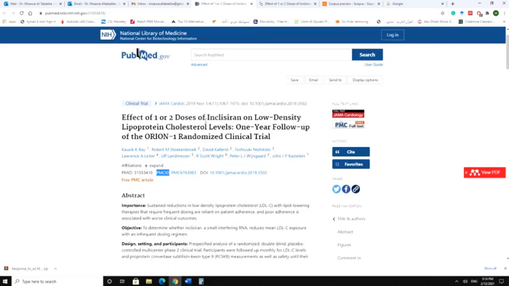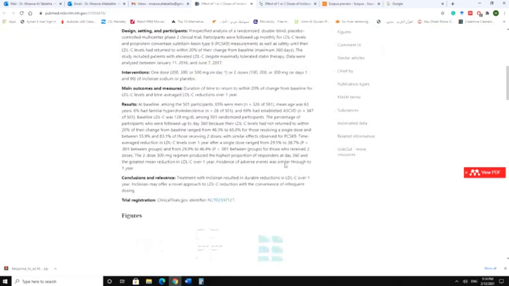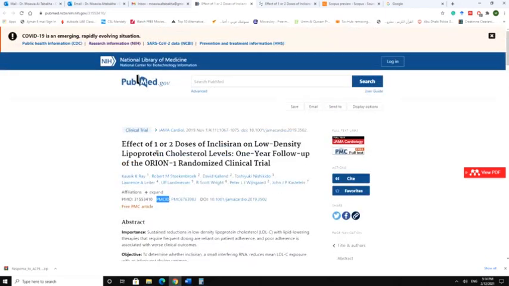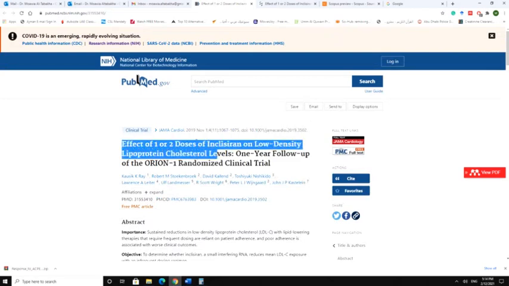effect of 1 or 2 doses of inclisiran, this is a new drug, on low density lipoprotein cholesterol levels, 1 year follow-up of the Orion 1 randomized clinical trial. Of course, you will see here that it's registered in clinicaltrials.gov. Okay, and see, it's not declarative. It's what is the effect of.